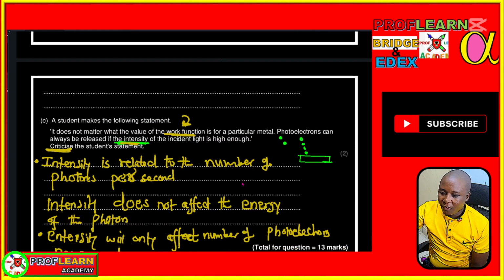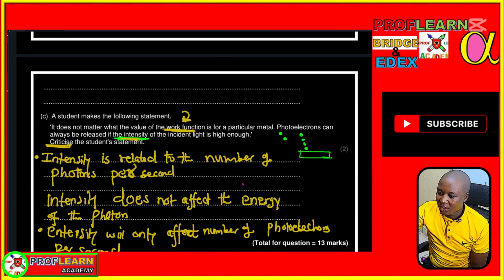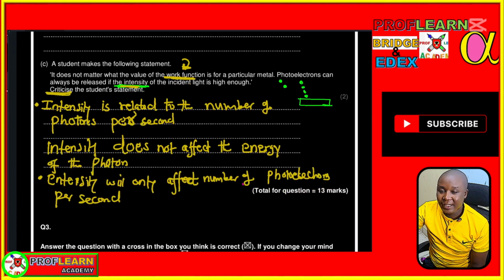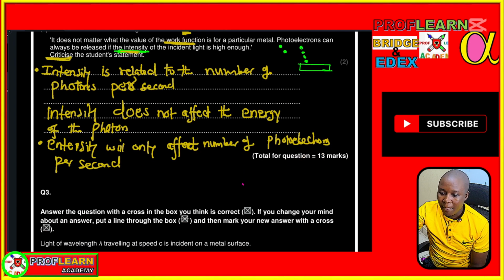A student makes the following statement: it does not matter what the value of work function is for a particular metal, photoelectrons can always be released if the intensity of the incident light is high enough. This statement is very dangerous. This statement is not true. Intensity is related to the number of photons per second, and intensity does not affect the energy of the photon. So intensity will only affect the number of electrons emitted per second.